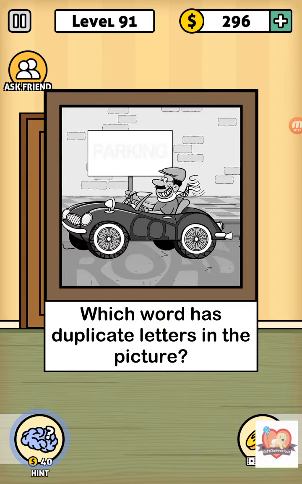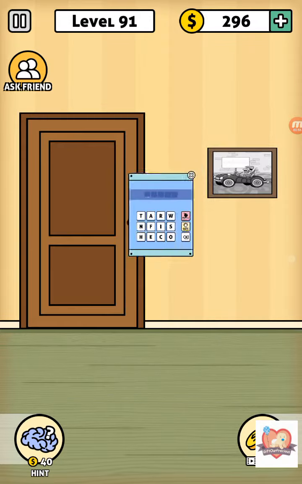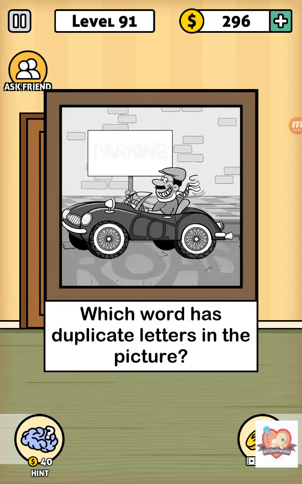Which word has duplicate letters in the picture? Is it none? Five letters. There's no five letters. Oh, there's another word here. What is this word? I think it's this one. Oh, I found it. Tooth.